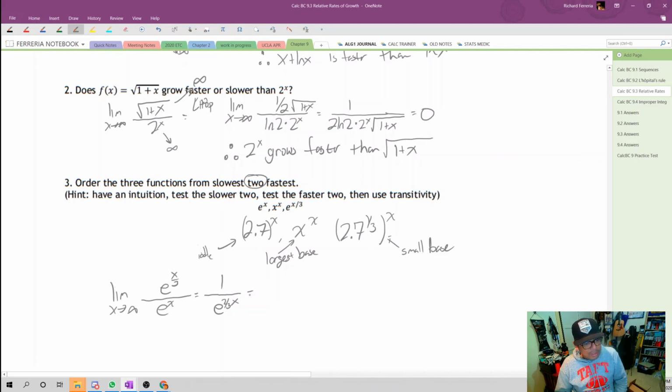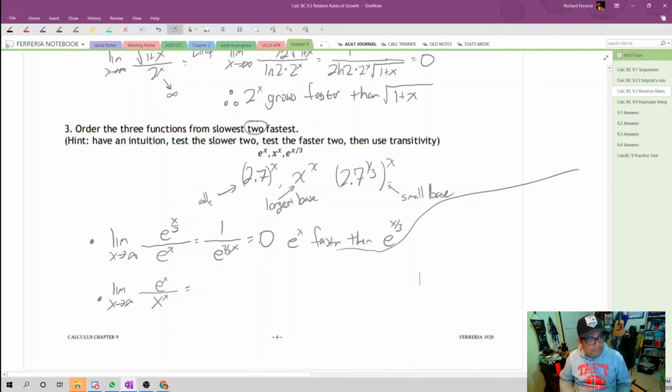And now this clearly is going to go to 0 since the denominator is growing, but the numerator is not growing. So e to the x is faster than e to the x over 3, which we kind of knew already, but we just had to prove it.